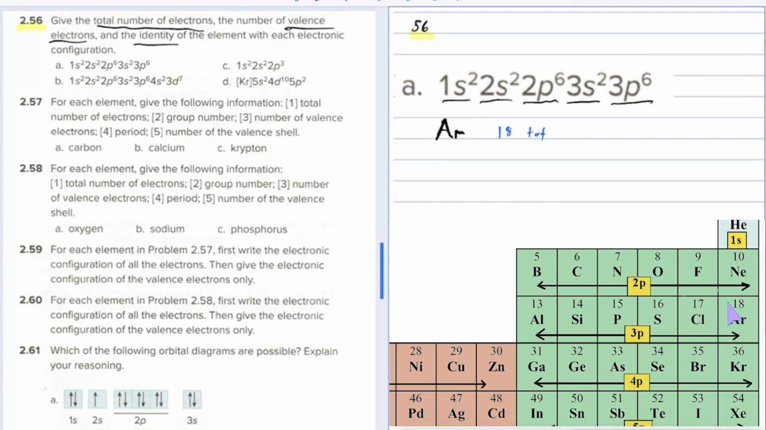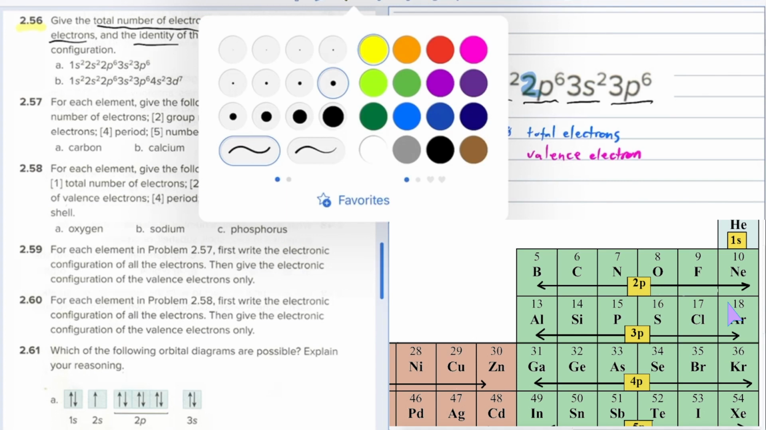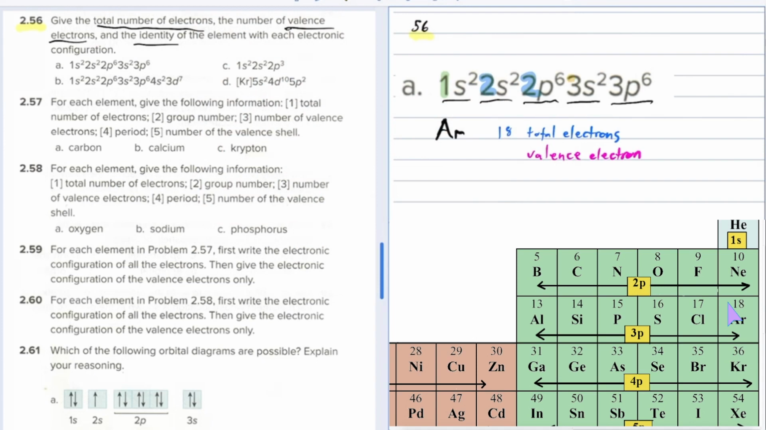18 total electrons. Now, what the valence electrons are, the highest energy level electrons, and by energy level we're talking about these numbers right here. So energy level 1, energy level 2, energy level 3. And I need a different highlighter color. Let me find, how about orange, energy level 3.